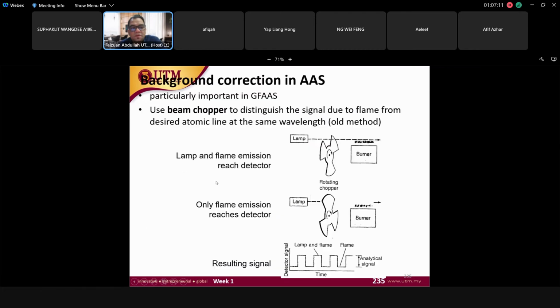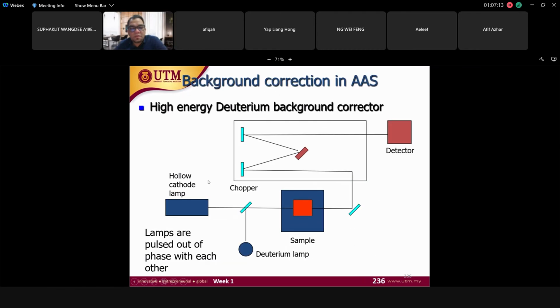We have background correction as well, which uses the high energy deuterium background corrector.